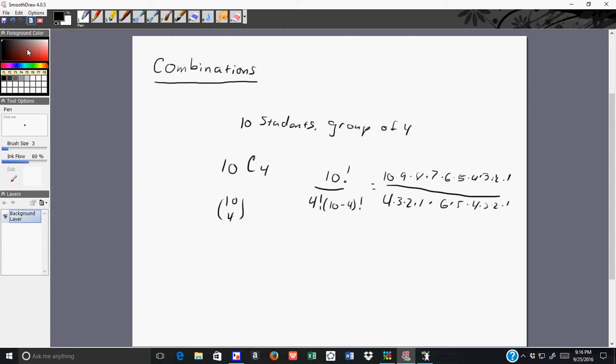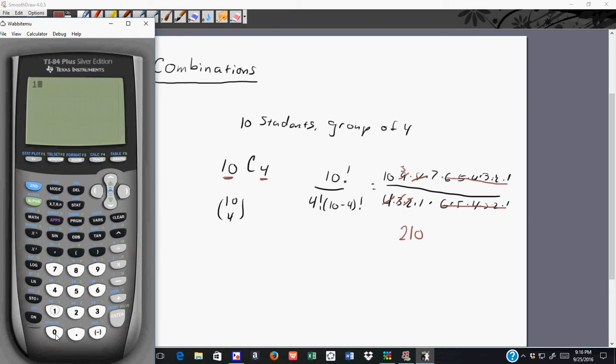And you'll see this cancels out with this. And then 4 times 2 is 8, so that will cancel out. 3 goes into 9 3 times. And you get 3 times 7, which is 21, times 10, which is 210. So there's actually 210 combinations if you take 10 kids and put them in a group 4 at a time. If you're using your graphing calculator, you type in 10, and you go to math, go over to probability, and you can see right here it's number 3, and then you press 4, and sure enough, you get 210.